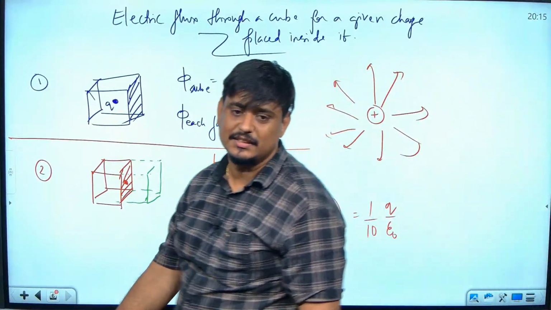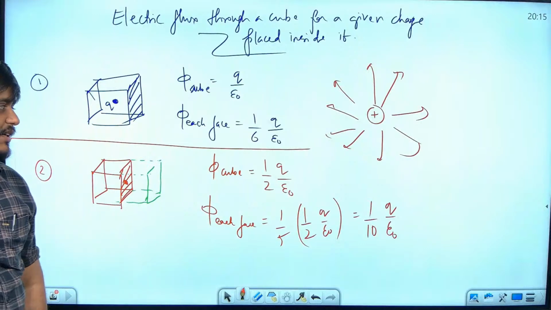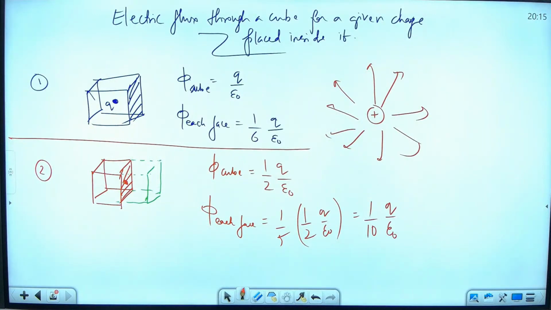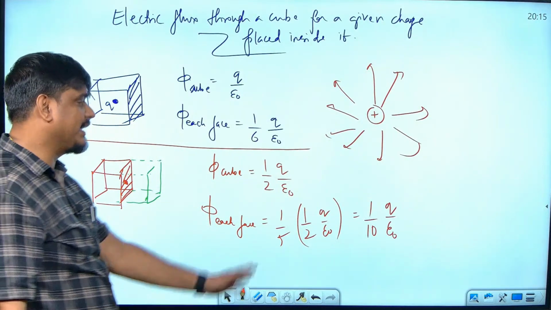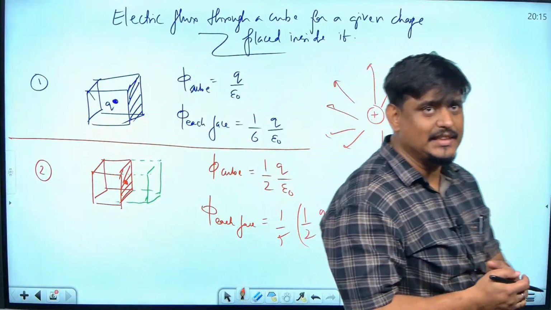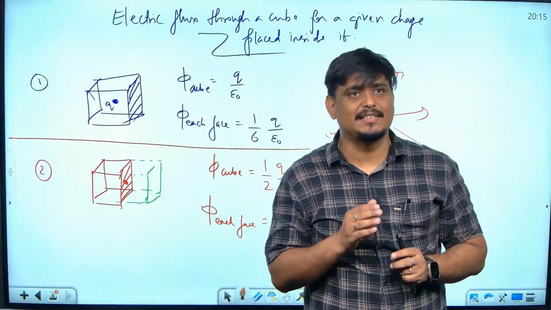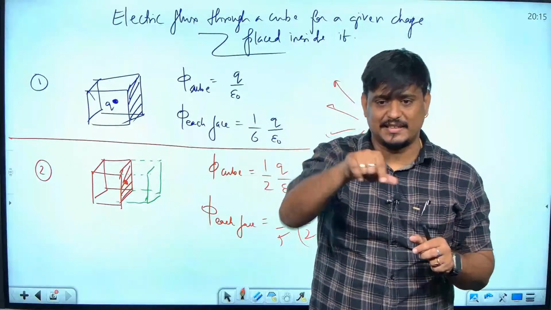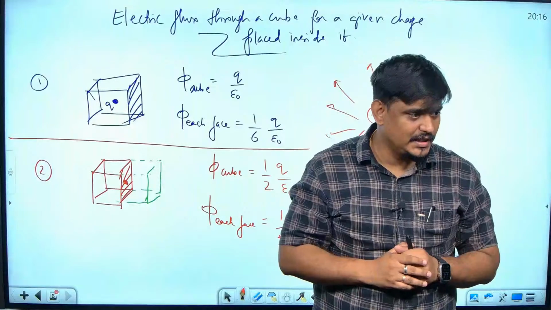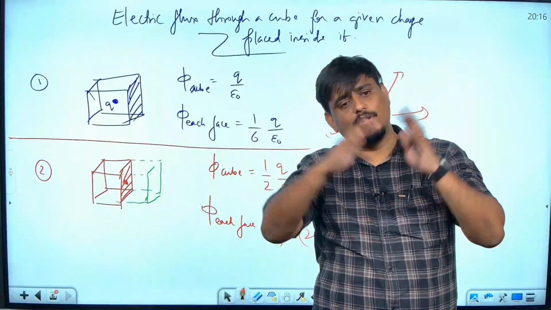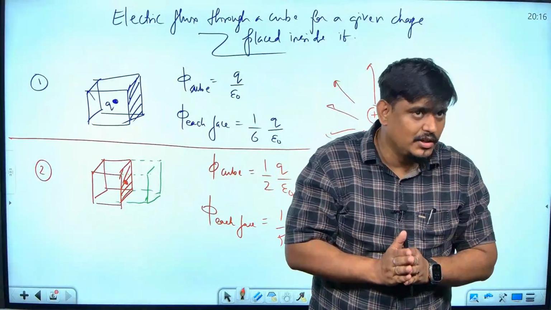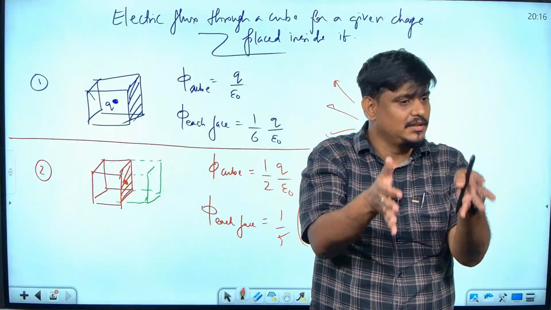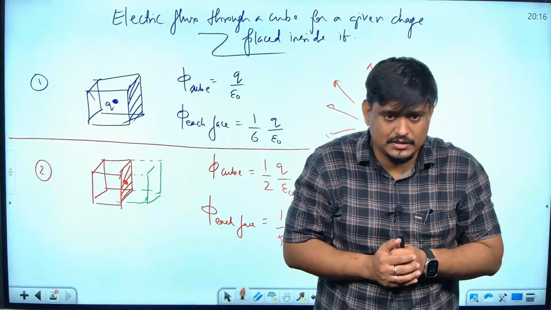Are you understanding this? Very important logic I am teaching now. It is not there in the NCERT book. I will tell again, no problem. What I said: when the charge is placed at one of the faces, I need to bring another cube to make it symmetric, right? So the net flux through both cubes together is Q by epsilon naught. So one cube will get 1 by 2 times of Q by epsilon naught.